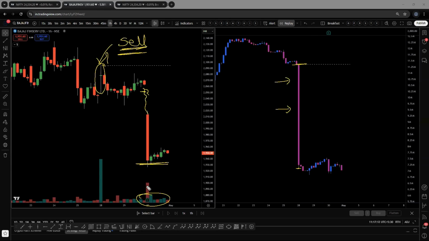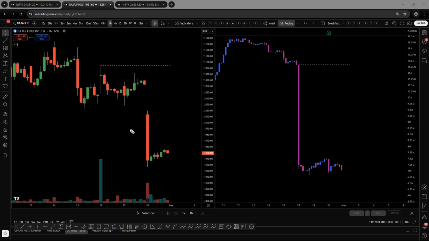Now, you tell me, one day before the earnings report, there was a 7% fall in the stock. Somebody shorted the market beforehand, right? Somebody shorted the market beforehand and they are sitting on shorts.